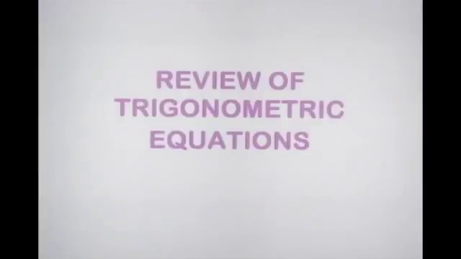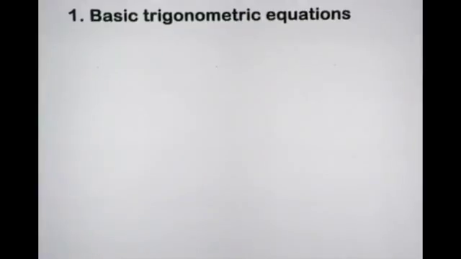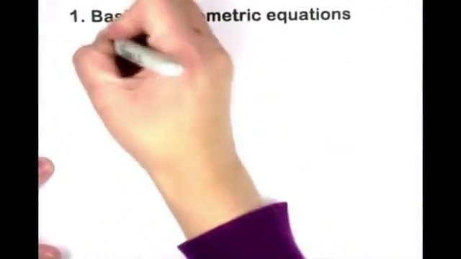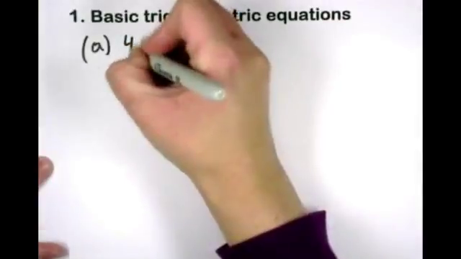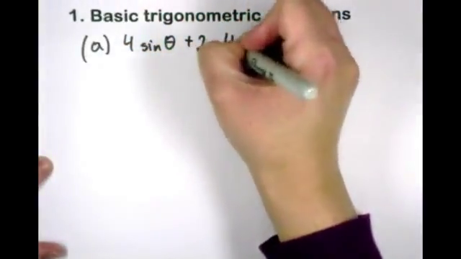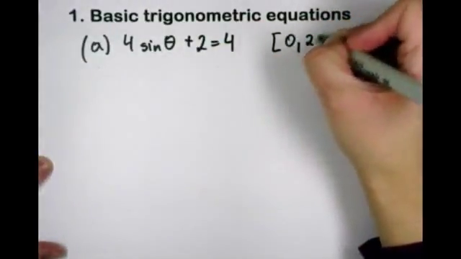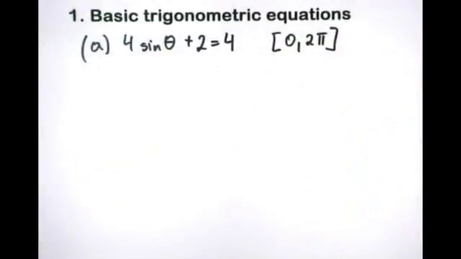Review of trigonometric equations. First, we have basic trigonometric equations. For example, solve the equation 4 sine theta plus 2 is equal to 4, and we would like to solve it on the interval from 0 to 2 pi.